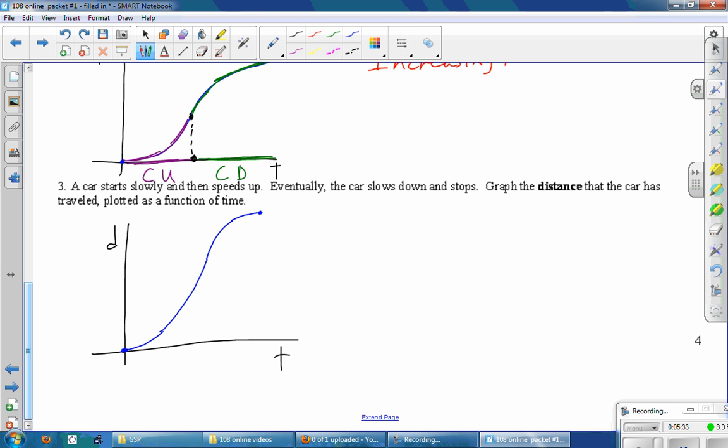Well, the distance isn't changing. It's exactly what it is at that moment. So at some point, it's going to become horizontal. So in terms of increasing, decreasing, I guess I would say it's increasing until we get to the stop.